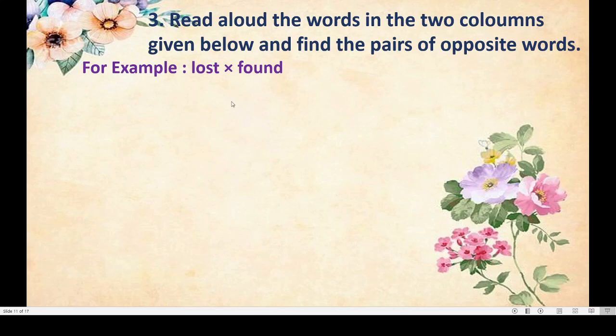Next thing is, read aloud the words in the two columns. Your two columns are there. We will write the words first and then we will read them. Then find the pairs of opposite words. For example, see here, lost, found. Ghum gaya tha, lost, found means mil gaya. Lost, opposite found.